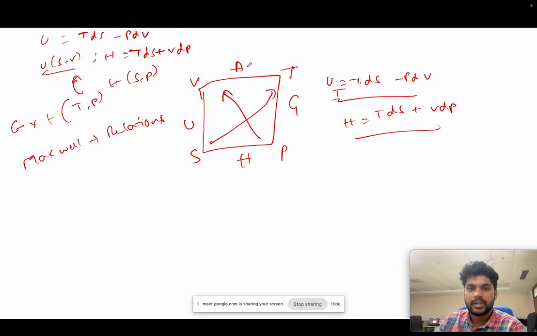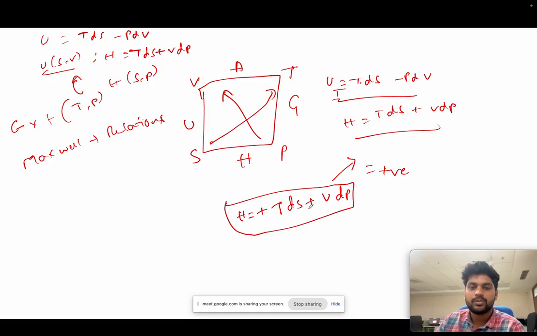Suppose you have taken A G H U. If the arrow is pointing outward, it will go as positive. If the arrow is towards it, it will go as negative. If you take H here, the arrows are in the opposite way, so it will be positive, positive. These are the two variables you are focusing on, so it will be dS, dP, and S goes with T, and this goes with V. So now you can write H equals TdS plus VdP.